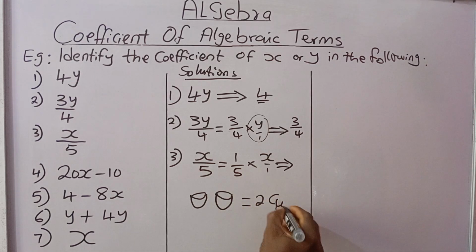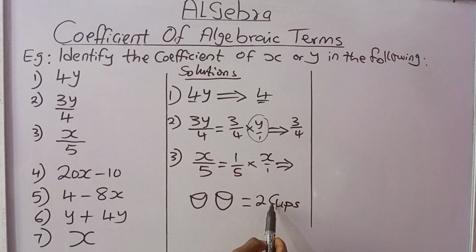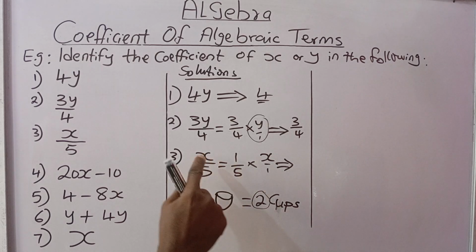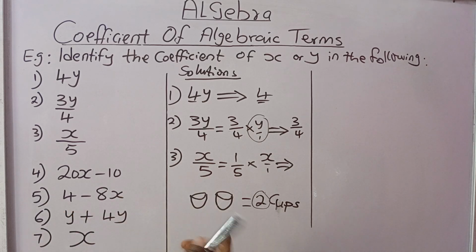Someone can say 2 cups. So we have 2 cups here. If I ask you, how many cups do we have? You will say 2. You say 2 because this number of cups represents the coefficient that we are talking about. All right, so in the case of this one, if I ask you how many x do I have here, you say 1x. But in algebra, we don't write it like this, 1x.